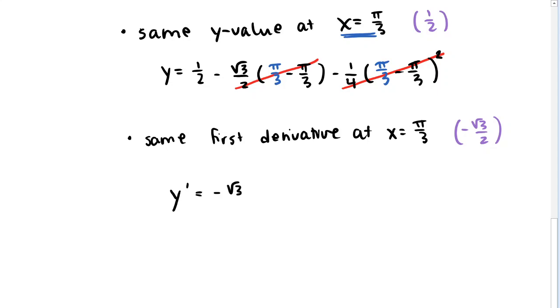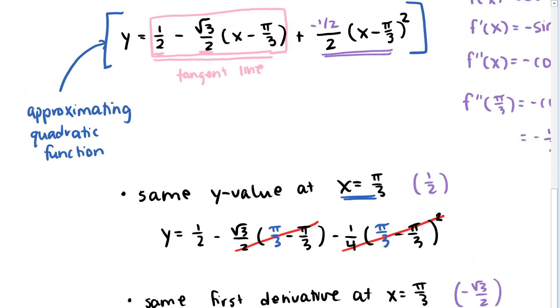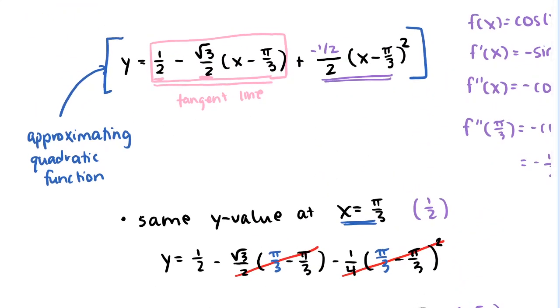We're going to get negative square root of 3 over 2. And we also have to take the derivative of this quadratic part, which it looks like, here we'd have to apply the chain rule, right? We have this constant term, and then we have this quadratic term, which has x minus pi over 3 as the inner part of our quadratic expression, right? So this is a composition of a power function and the function x minus pi over 3. And so what we'd have to do is apply our power rule, right?